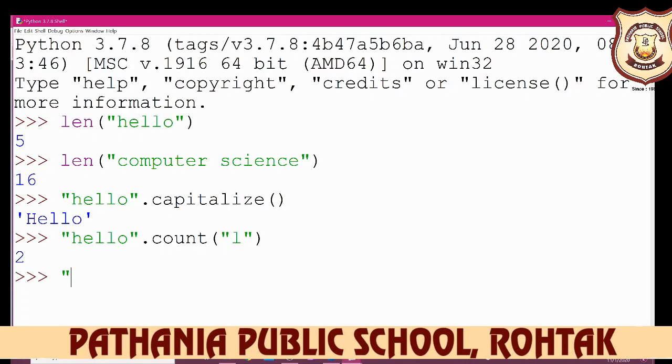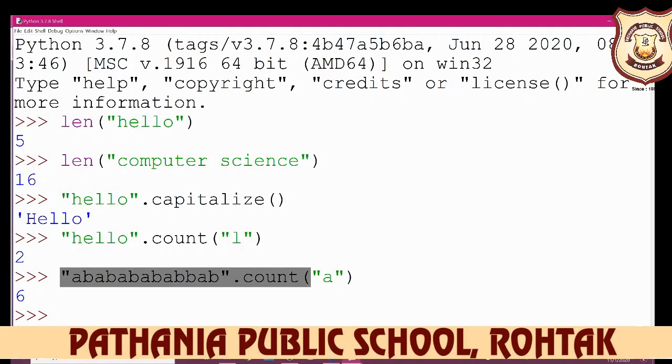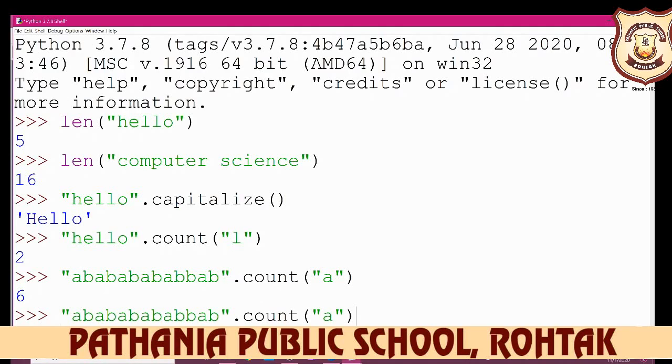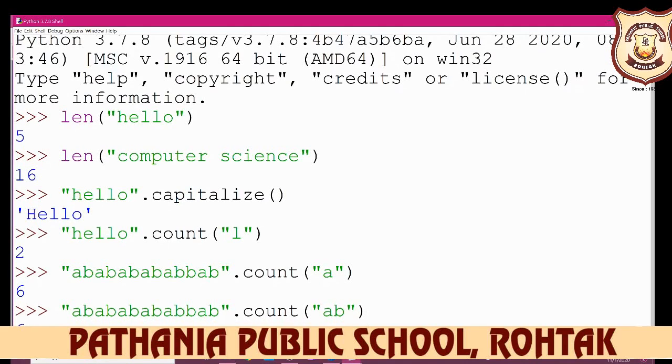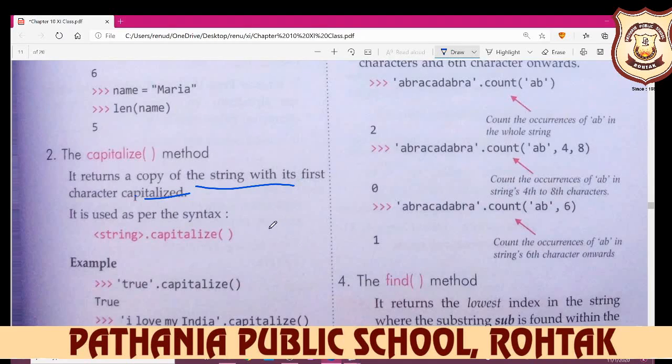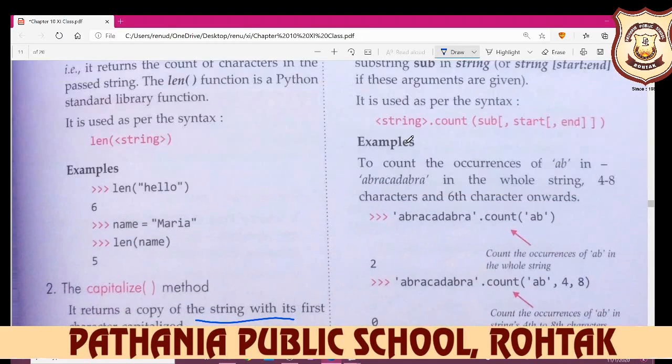If you want to calculate in a b a b a b a b a b, this is my string, for example, then write the count function and between the inverted commas write a. I want to find out how many times a is repeated, so it repeated six times. But if I want to count ab, again write the same string, and then write ab, so it calculates ab six times. So this is your count function.